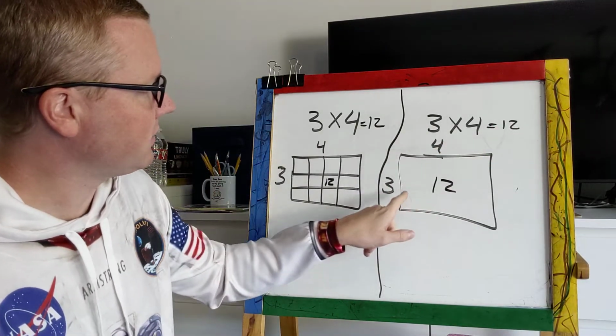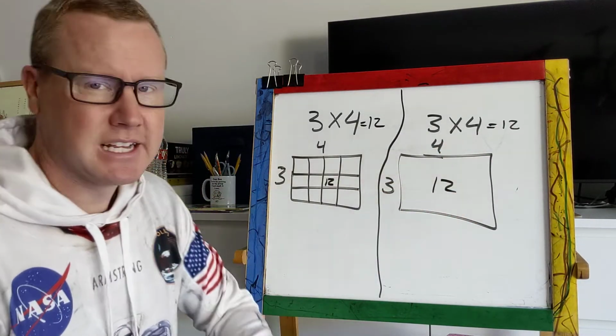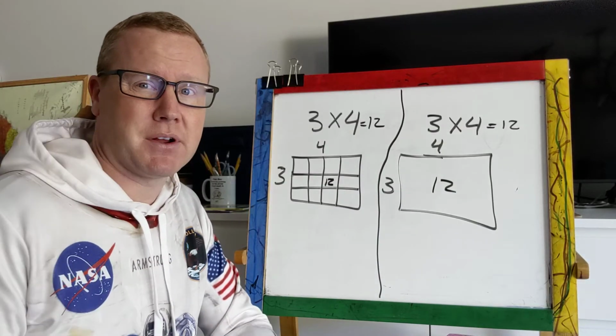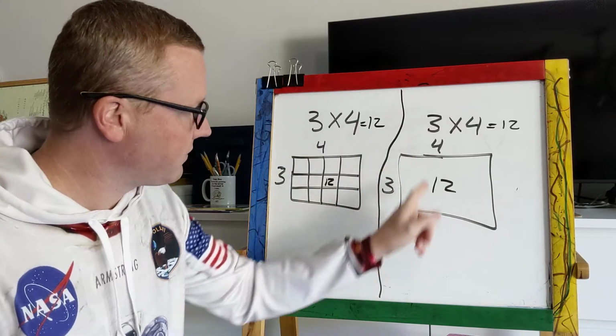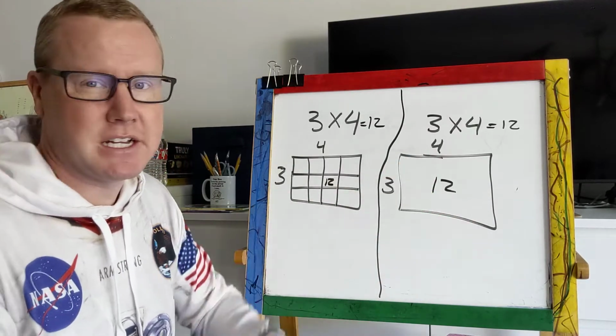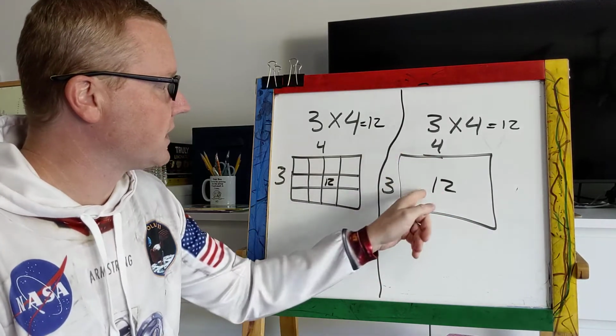3 times 4 is 12, but instead of drawing all the lines, I just use my mind and remember that they're in there. I would have 3 rows and I would have 4 columns, but I didn't need to draw all of it. I just know that 3 and 4 is 12.